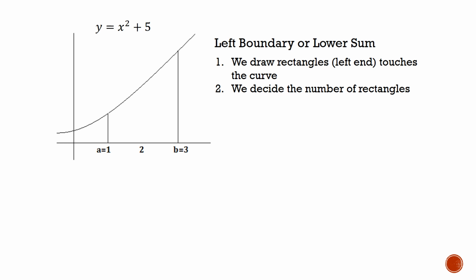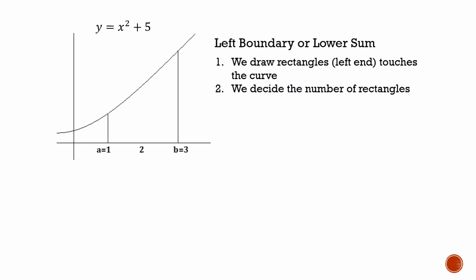So, what is left boundary or lower sum? We need to draw rectangles, and we want to draw the rectangles in a way such that the left side of the rectangle touches the curve. Now, how many rectangles are we going to draw? Well, it depends. For this particular case, we'll decide the number, and I chose n to be 4. So the number of rectangles that I want underneath this curve is going to be 4. Now that number can change. It can be 8, 10, 15, 12, doesn't matter.